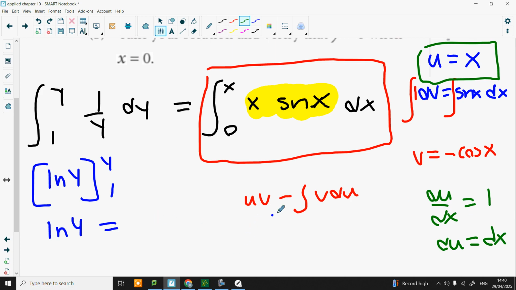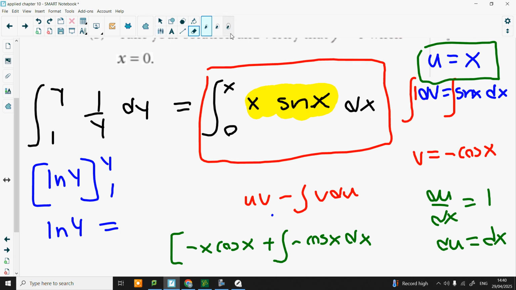Okay, so let's run through this now. So it's uv, what's uv again? Minus x cos x, yeah. Minus the integral, what's v? V is minus cos x dx. See those two minuses? What am I going to do with the two of them? Take one out and turn it into a plus, yeah? And finally, what happens when we integrate a cos x? It turns to a sin x. Right.